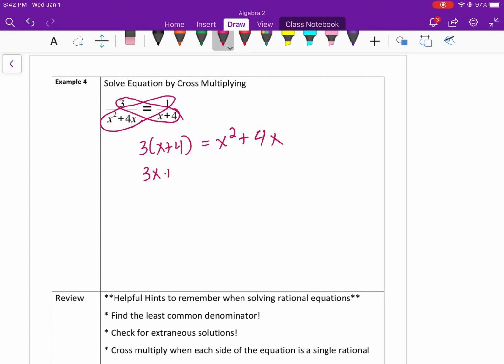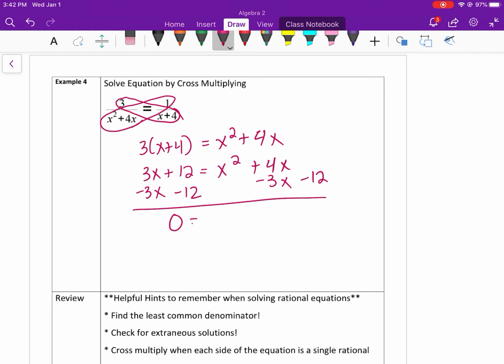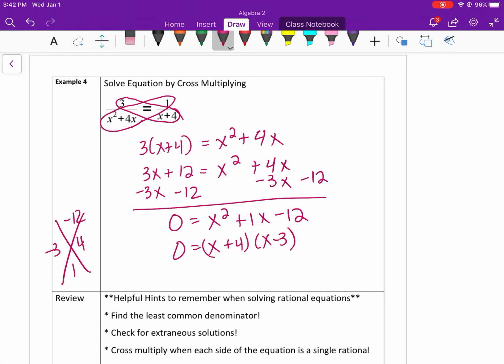Then you have to distribute on the left. And then it leaves me with a quadratic. So you do have to set it equal to 0. So I'm going to subtract 3x. I'm also going to subtract 12. So it'll be x squared plus 1x minus 12. Multiplies to negative 12, but adds up to positive 1. See, negative 3 and 4. So x plus 4 and x minus 3, which means your answers for x will be negative 4 and positive 3.